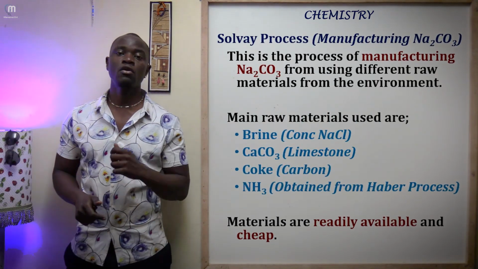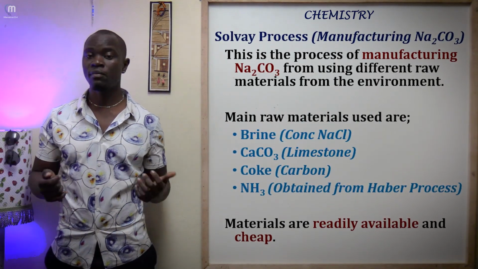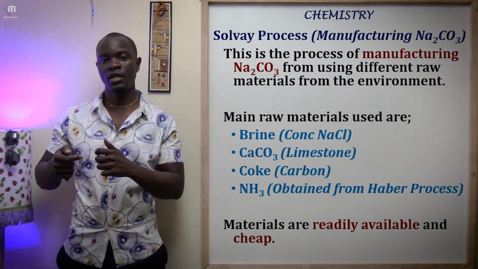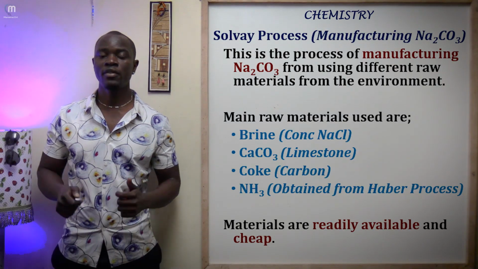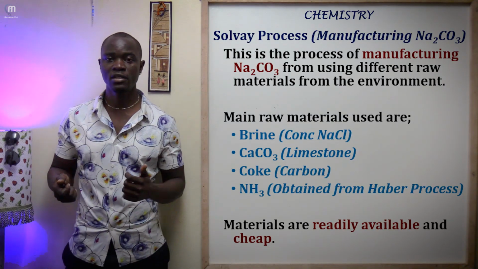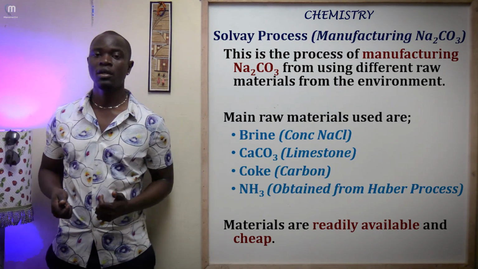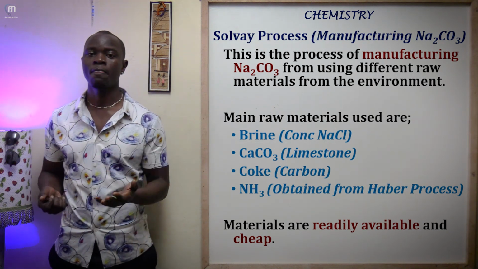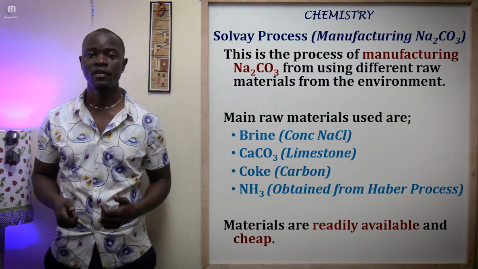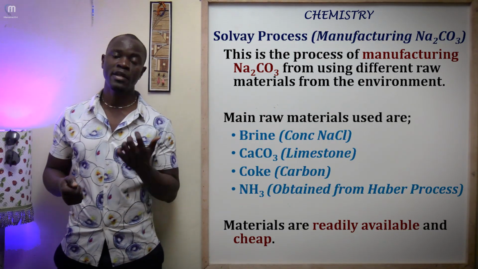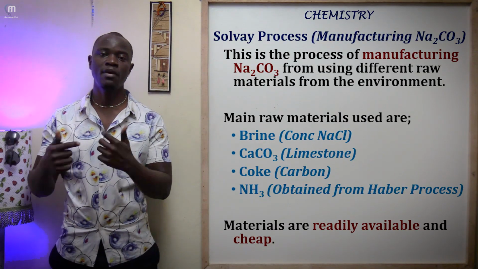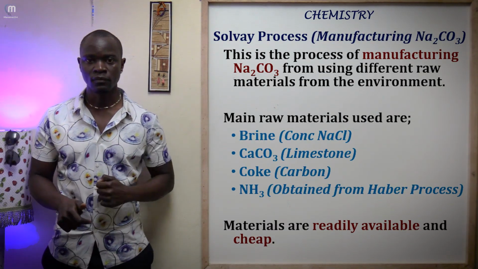So the main raw materials for this Solvay process are brine, which is concentrated sodium chloride. Apart from that, we have calcium carbonate, which is limestone. Then we have coke, which is just carbon, and then ammonia. Ammonia gas is also used in this process, whereby it is first reacted with brine to get ammoniacal brine.